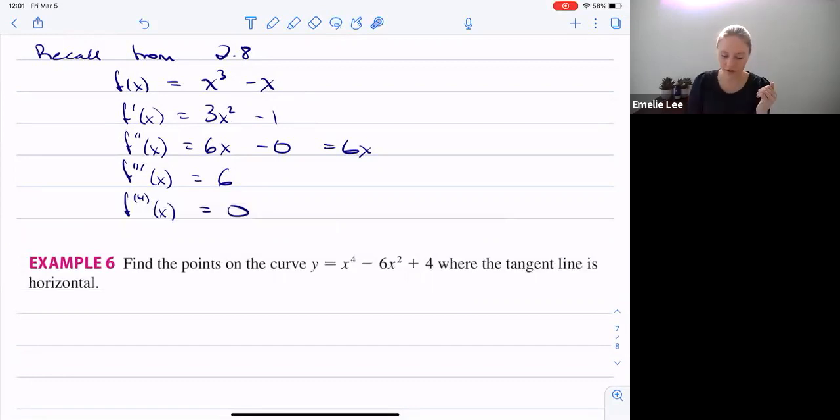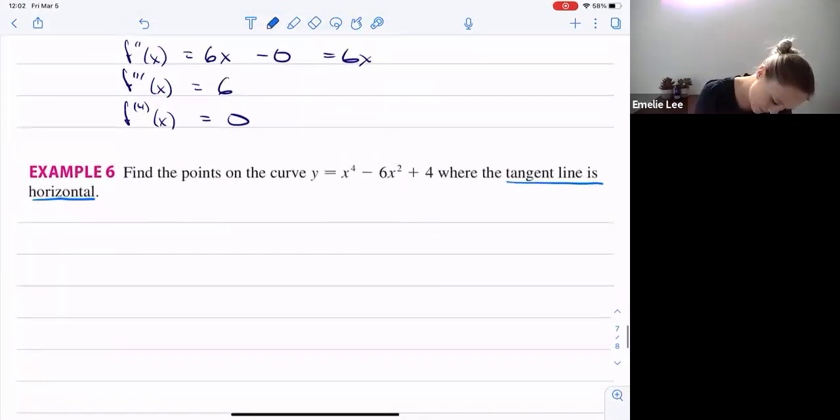We'll find the points on the curve x to the 4 minus 6x squared plus 4 where the tangent line is horizontal. Now we've already talked about this, and it's going to be really important to remember the tangent line is horizontal at maximums and minimums.